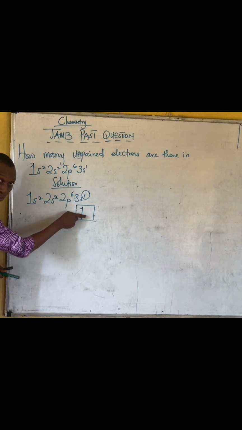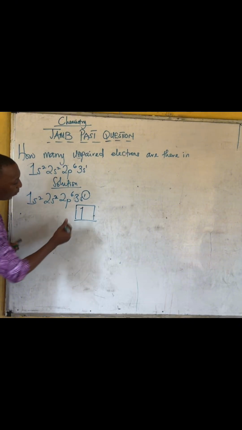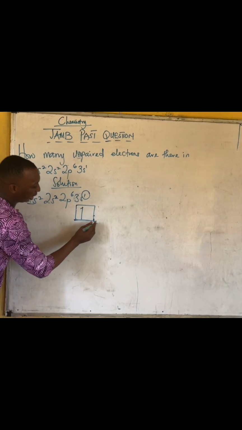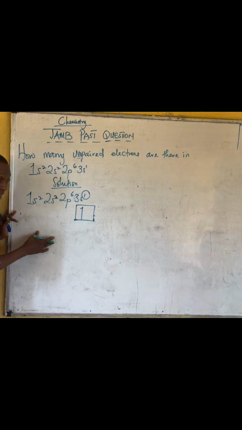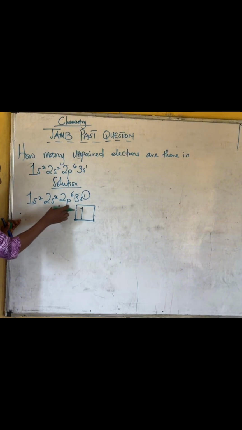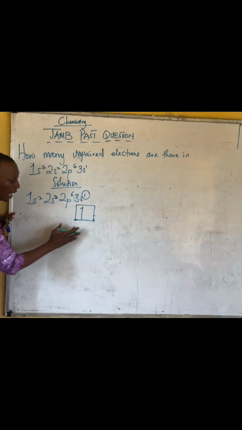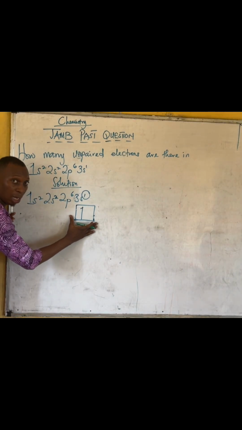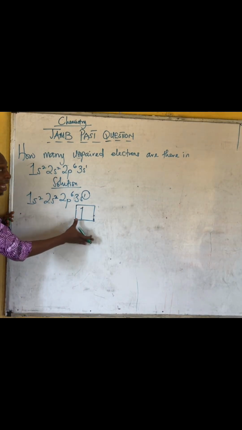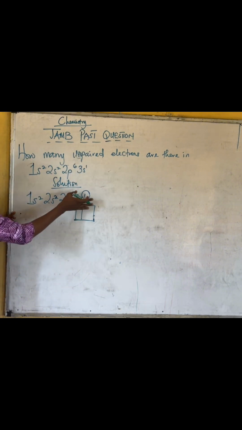This is not paired, don't forget. So the question is, how many unpaired am I seeing here? The only unpaired I have here is this, because every other one is completely paired. If you try to draw something for this, you notice this one is completely paired. So the only orbital that is not completely paired, that has an unpaired electron, is this 3s here.